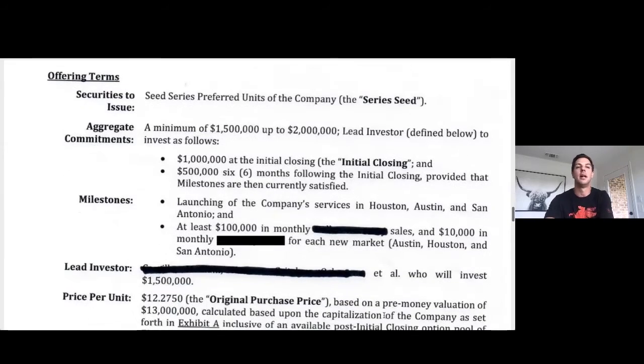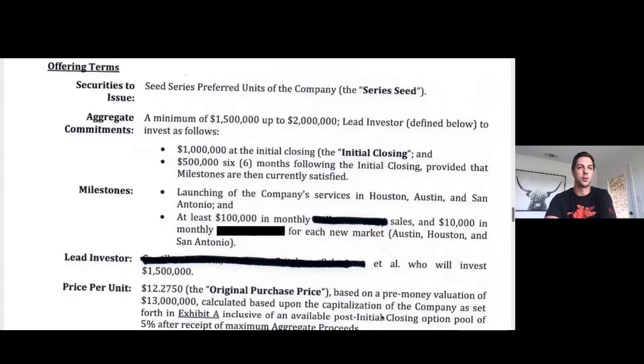Let's look at an example that I extracted from a term sheet. This is a Series Seed preferred equity. The investor intends on investing a minimum of $1.5 million as the lead investor, but allowing an extra $500,000 to come on top of that. That extra $500,000 will be what's called from a follow-on investor. So the lead putting up 1.5, with the company being allowed to raise up to $2 million in aggregate.